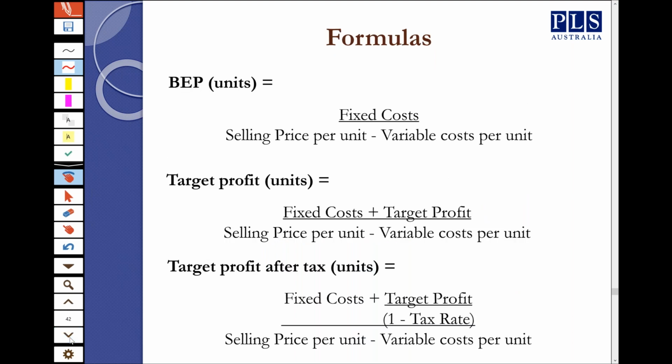But as I said, from a formula perspective, understand your break-even point is your fixed costs over your selling price less your variable cost. Noting that selling price less variable costs is also seen as your contribution margin per unit. So that's one way they may word it. Here's your contribution margin, so you just take your fixed cost divided through. If they ask for a target profit, take your fixed cost plus your target profit over your contribution margin. If it's a target profit after tax, then you divide your target profit through by 1 minus the tax rate, and it would be your selling price per unit less your variable cost per unit.